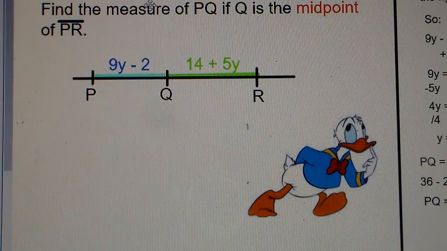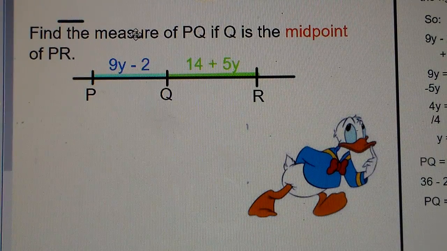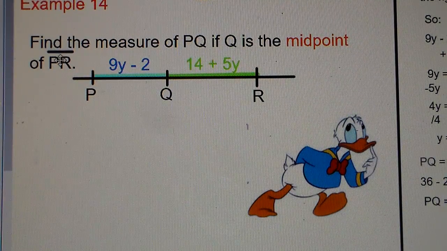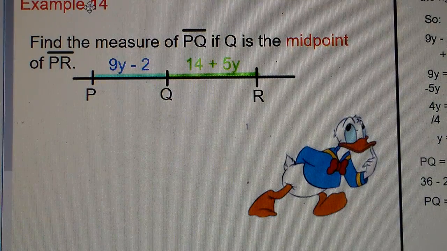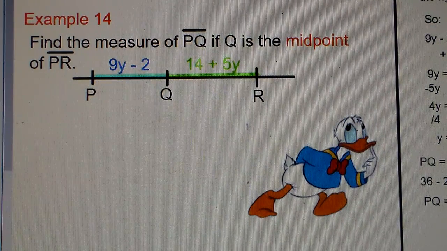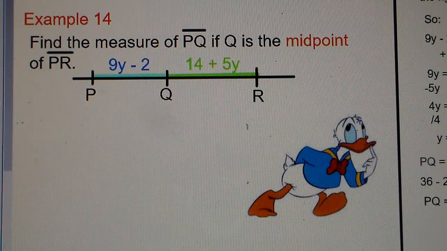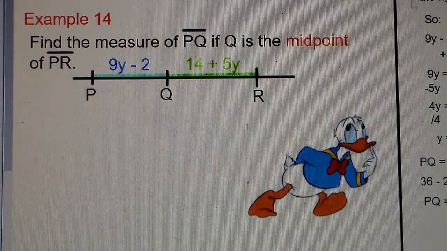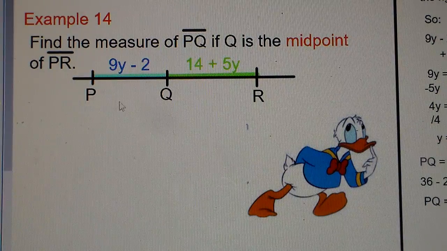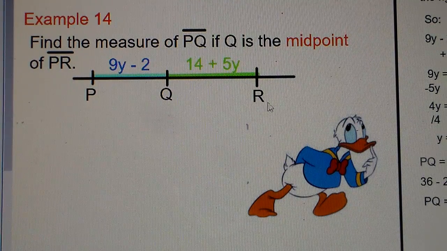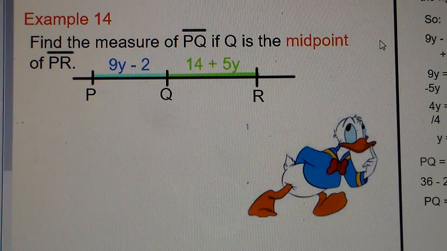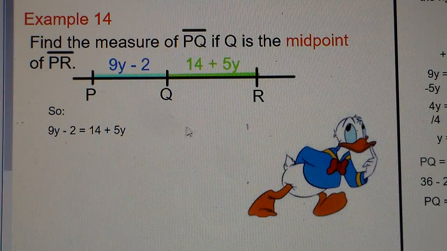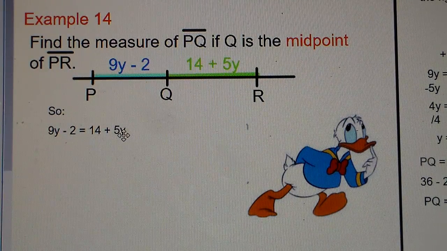Example number 14. Alright, find the measure of PQ if Q is the midpoint of PR. So Q is in the middle. Since Q is in the middle of P and R, we know the length PQ is the same length as QR. So when something is the same, you set them equal to each other. So 9y minus 2 is equal to 14 plus 5y.